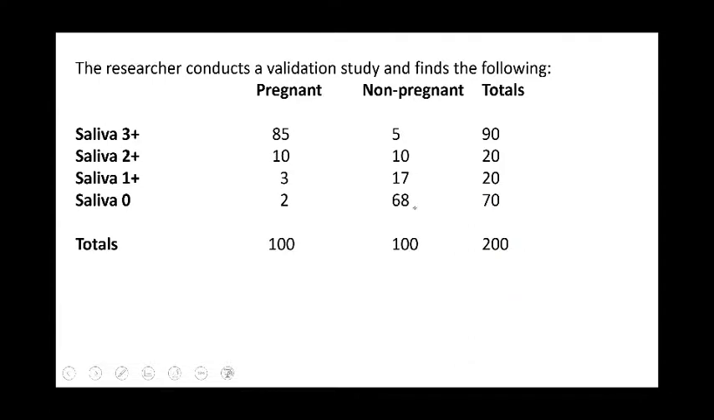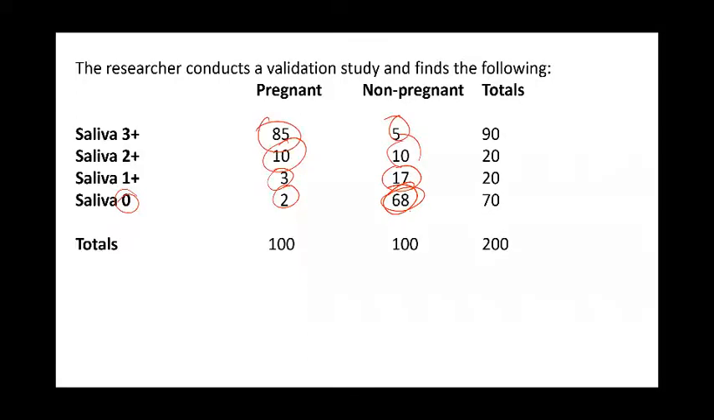Now we again draw a table. This is not a 2 by 2 table because there are not just 2 values, but multiple values. First we come to saliva, where the test shows 0, no color, and we have the gold standard test values with us. 2 patients who were pregnant showed no color, and 68 patients who were not pregnant showed no color. Ideally, we would want 100 patients who are not pregnant to show no color, and 0 patients who are pregnant to show no color, but that is not the case. Then for 1 plus, there were 3, 17, 10, 10, 85, 5.